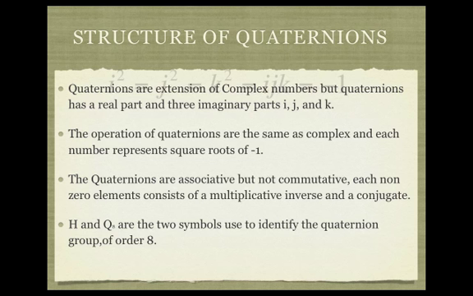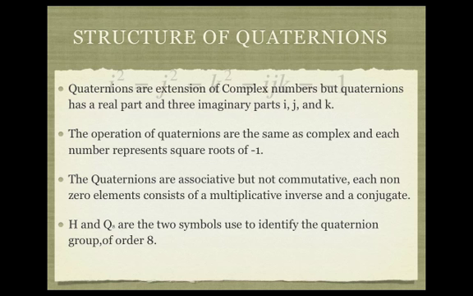Quaternion systems are basically associative and non-abelian, meaning non-commutative. So if you take K times I, it will yield a different result than I times K because of the clockwise rotation going backwards. Each non-zero element has a multiplicative inverse, and it also has a conjugate. The letter used to represent Quaternions is Q sub 8 or H, which is named after Hamilton, the inventor of Quaternion.